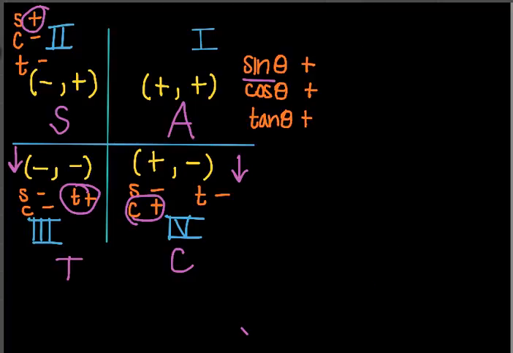Apparently it is. Cosine, on the other hand, where is it going to be negative? Cosine is going to be negative when x is negative. So if you notice, cosine's positive in 1 and 4, but negative here in 2 and 3. And then tangent is only going to be positive where their signs are the same. So that makes sense that tangent is positive in 1 and 3. Okay, so I hope that makes sense a little bit.